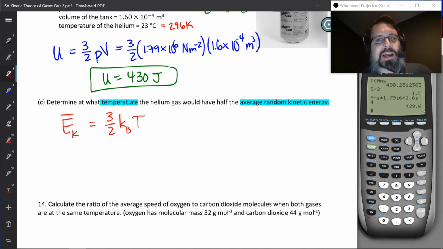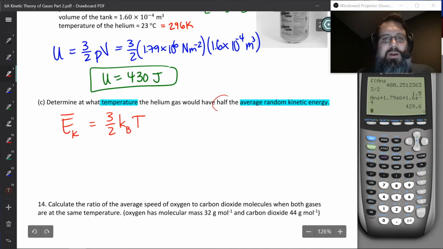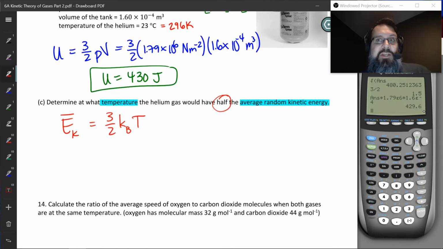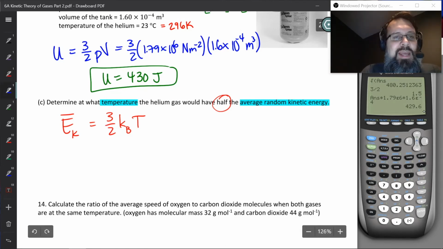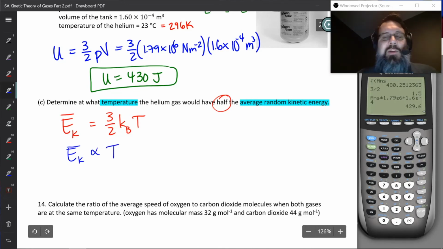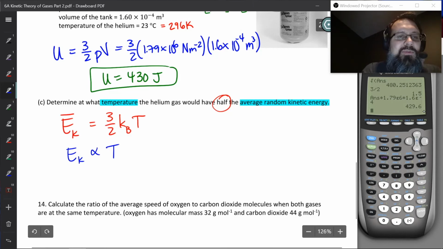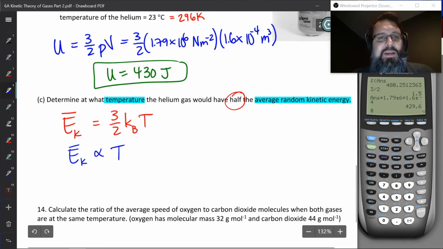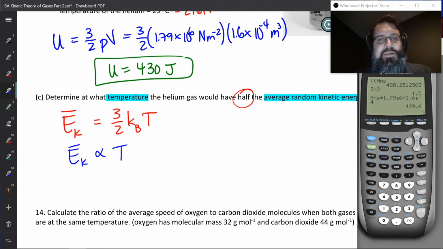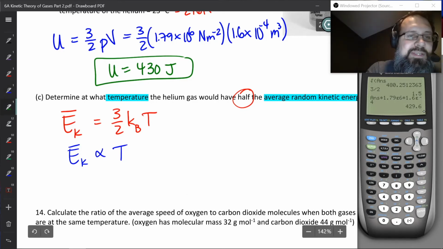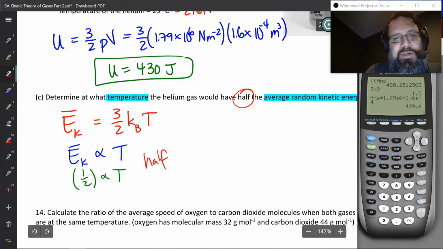All right, so we're trying to figure out when it would have half as much energy. Well, realize that the key word there is that this is going to be a proportional change problem. So I could rewrite this equation as EK, average, is proportional to T, and then realize that there's a direct proportionality between the average kinetic energy and the temperature. So if we have half the kinetic energy, we would also have half the temperature. So we just need to figure out what half the temperature is.